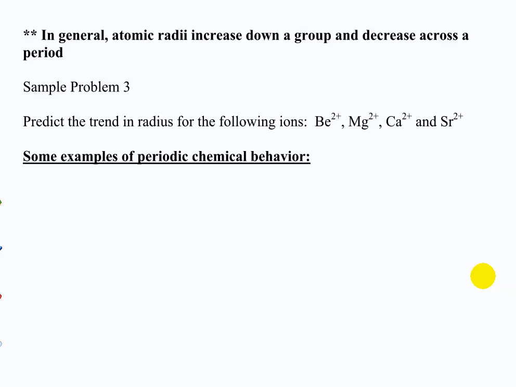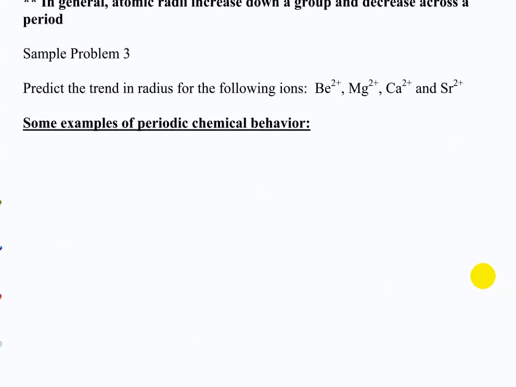The trends are useful. It's useful to have an idea that it gets smaller as you go across or it gets bigger as you go down. But you need to know the reasons behind those rules also. So, things that we can now predict. One thing we can predict are reactions of alkali metals.